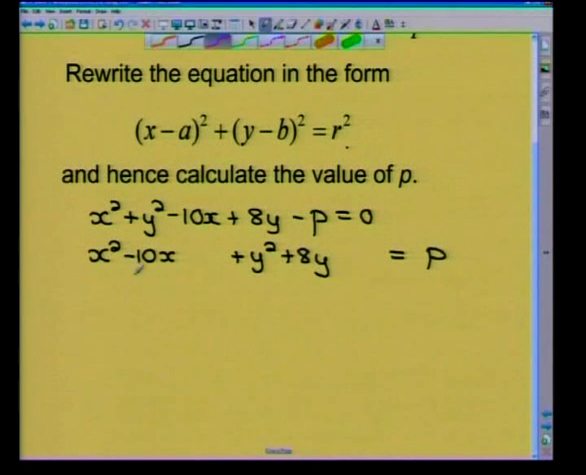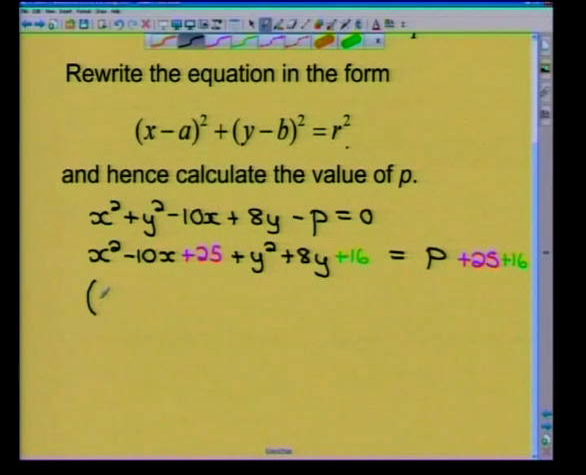So we take the coefficient of x, which is minus 10. We halve it, which is minus 5. We square it, which is 25. We put a 25 on each side. Then we take the coefficient of y, which is 8. Halve it is 4. Square it is 16. Add it to both sides.